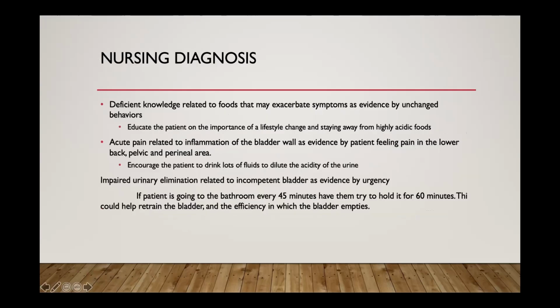Nursing diagnosis: deficit knowledge related to foods that may exacerbate symptoms as evidenced by unchanged behaviors. Educate the patient on the importance of a lifestyle change and staying away from highly acidic foods. Acute pain related to inflammation of the bladder wall as evidenced by patient feeling pain in the lower back and perineal area. To help with this, encourage the patient to drink lots of fluid to dilute the acidity of the urine. The acidity would aggravate the bladder and cause it to inflame.